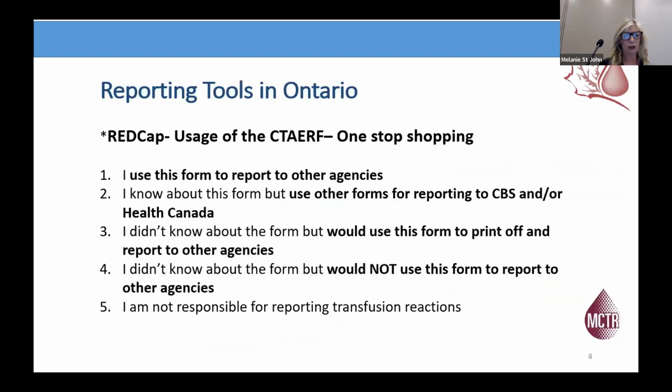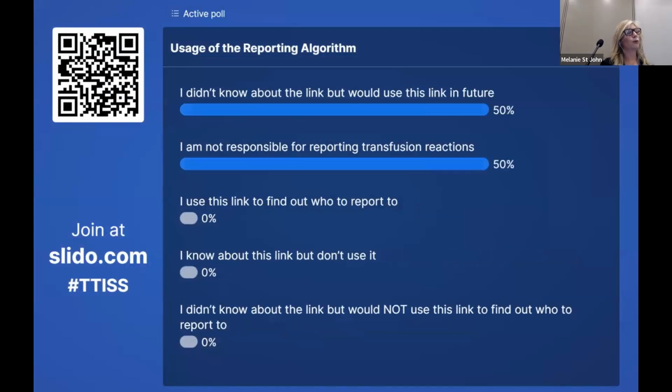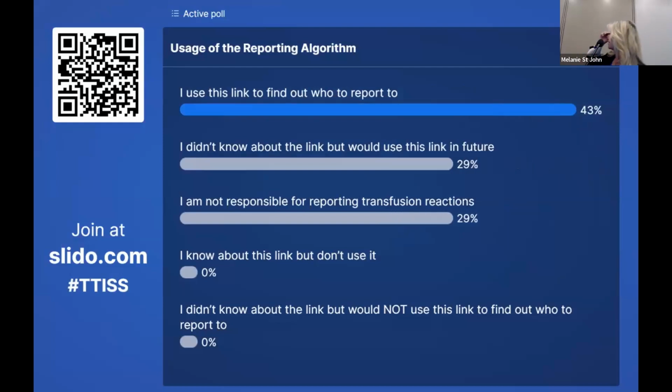So my question to you is this: how many of you actually use this form to report? Or how many of you use other forms instead? How many of you didn't know about the form but would use it now that you know about it? And how many wouldn't use it at all? And then there's one, either don't respond or I'm not responsible for reporting. So, oh, that's interesting.